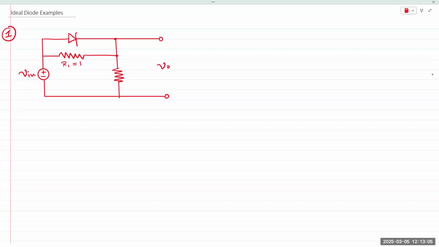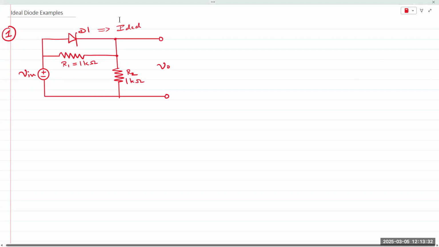R1 is given as 1 kilo ohm. R2 is also 1 kilo ohm. And diode D1 is an ideal diode. Now, if you remember, whether you use the ideal diode or the constant voltage drop model, which requires 0.6 or 0.7 volts, the analysis remains the same. It doesn't change.